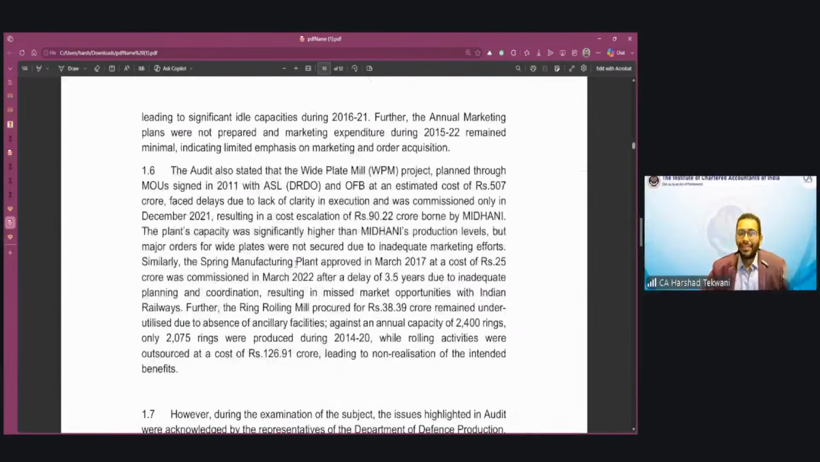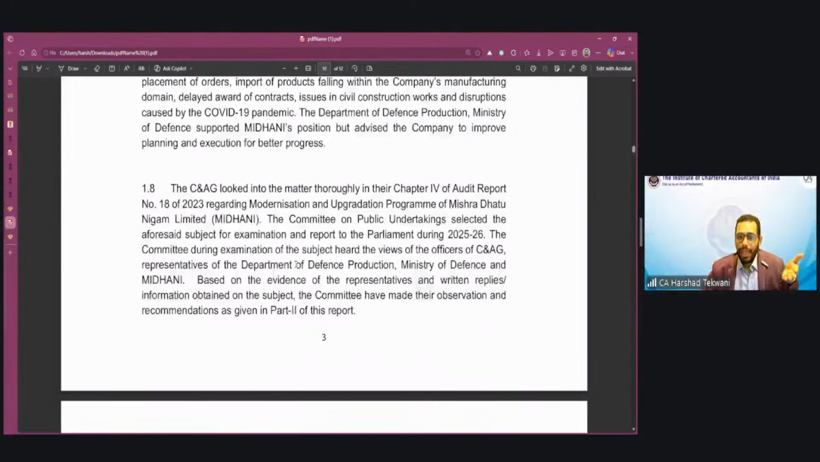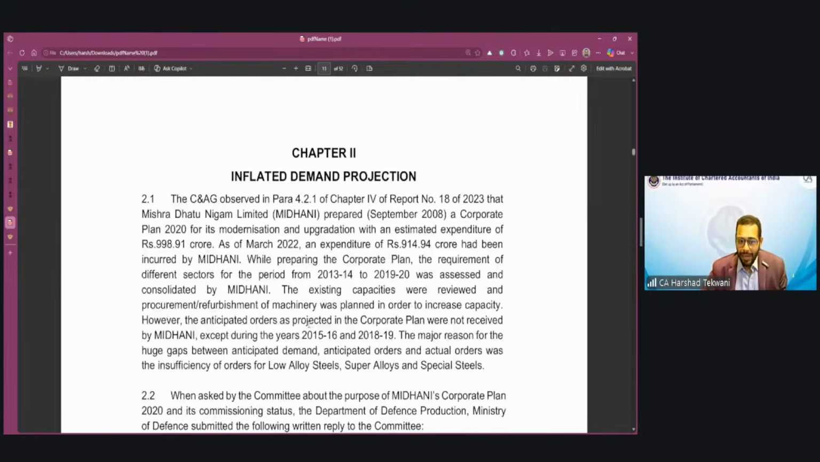Now, this committee will examine these observations and comment on whether the CAG has looked into the matter thoroughly or not, and what the committee is recommending in this particular area. Based on the evidence of the representatives and written replies, and information obtained on the subject, the committee has made its observations and recommendations in part 2 of this report. So the committee has made these recommendations.